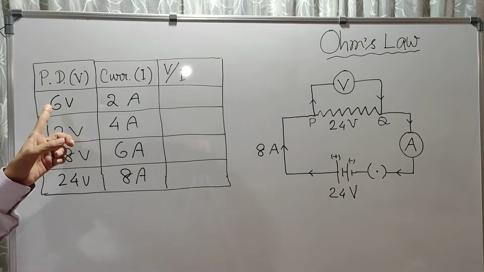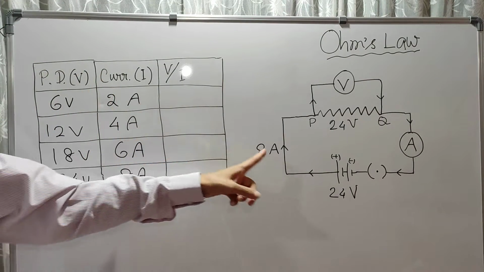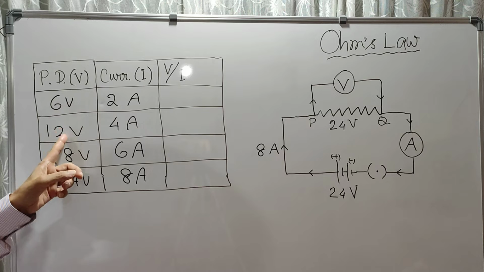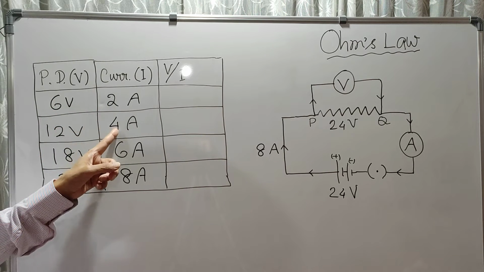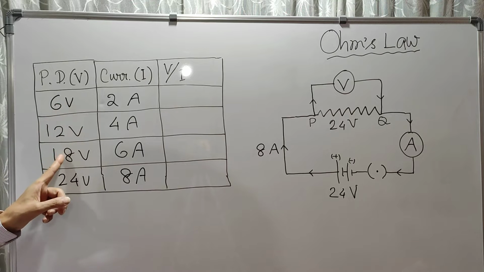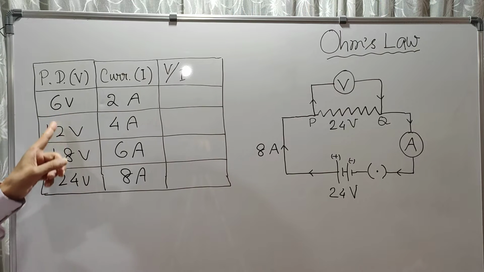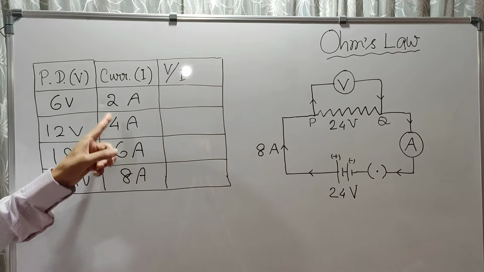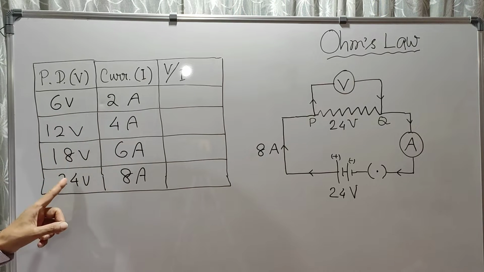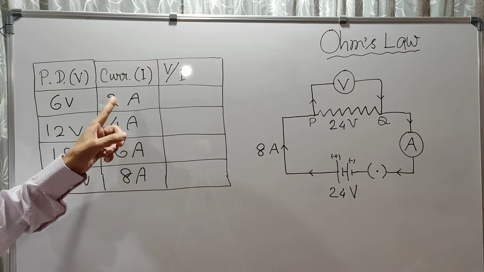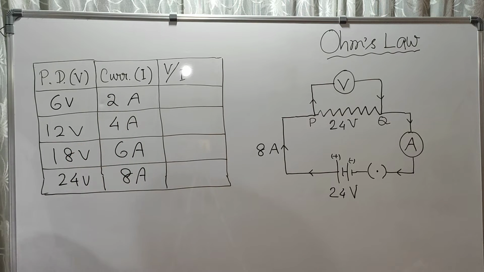When you are using one battery of 6 volts, suppose the current is 2 ampere. Then if you double the voltage of the battery, that means use 2 batteries, the current will be doubled. If you treble, 3 batteries, then it will become 3 times, 3 times 2, which is 6. Now you use 4 batteries. So total voltage is 24 volt, so it will be 4 into 2, 8 ampere.